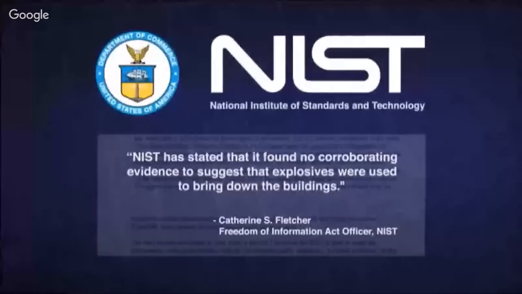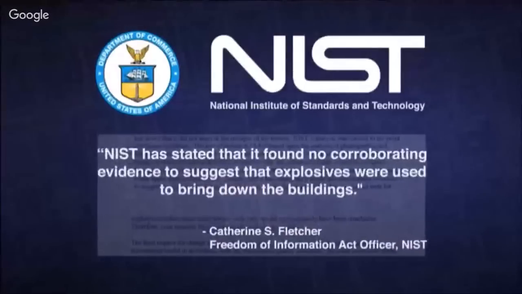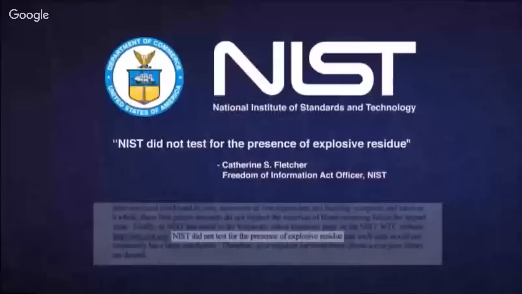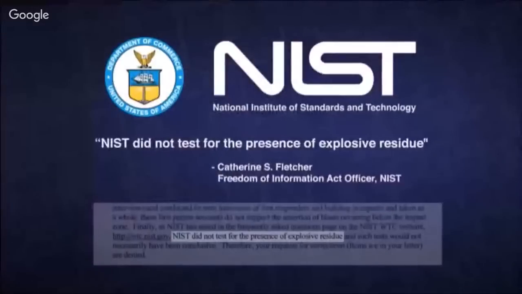NIST concedes that they found no evidence for explosives. So then we asked them, well, did you look? And they said, no, we did not look for explosives or residues of explosives. And in fact, the evidence is overwhelming that these red-gray crystals are very high-temperature incendiaries.